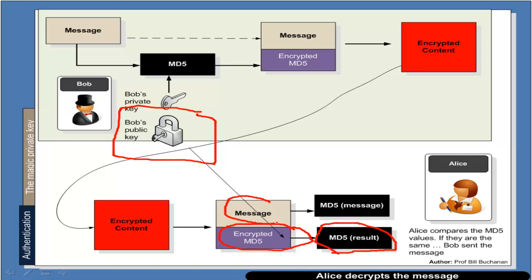She then takes the message that she's received and puts it through the MD5 algorithm and then checks the two. If the two tie up, then she has authenticated Bob, as long as Bob's public key is correct.